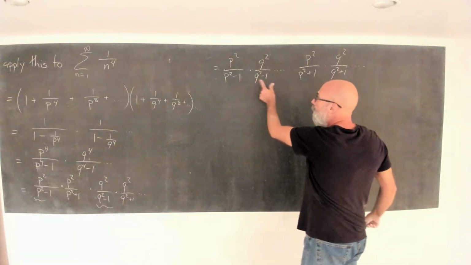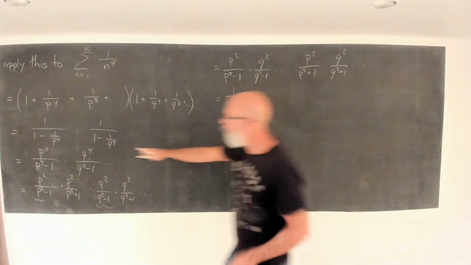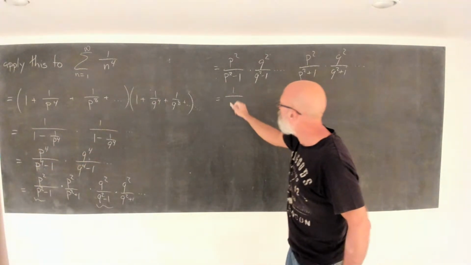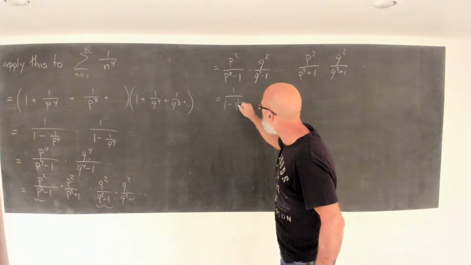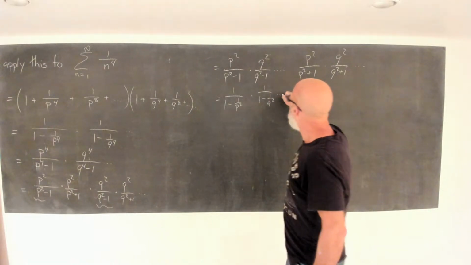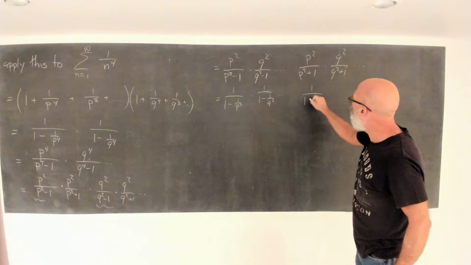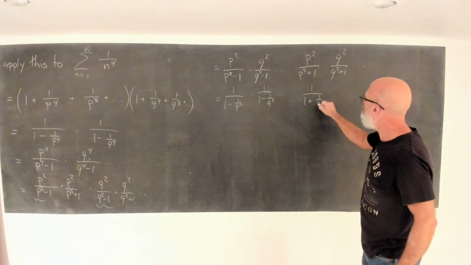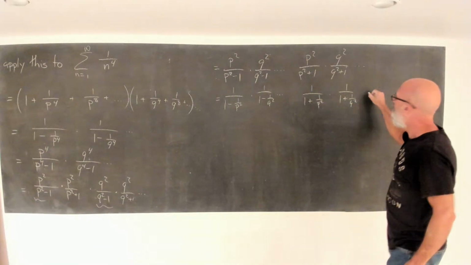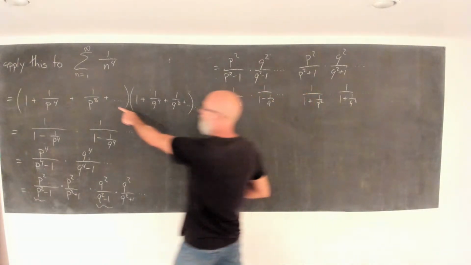But these are really 1 over, if you work backwards, instead of to the 4, it's now just squared. So this is really 1 over 1 minus 1 over p squared, 1 over 1 minus 1 over q squared, and so on. And do the same thing here. This is 1 over 1 plus 1 over p squared, 1 over 1 plus 1 over q squared, and so on and so on. But these, again, we're just working backwards.